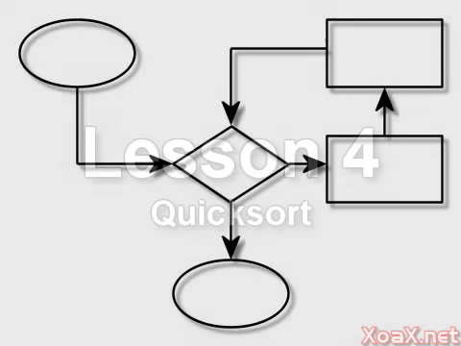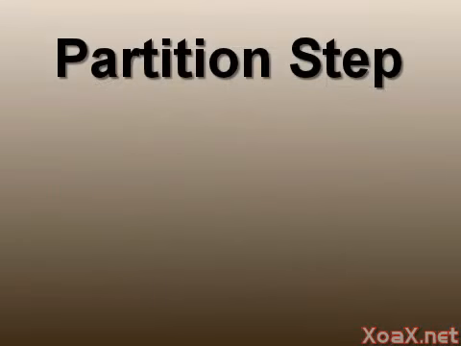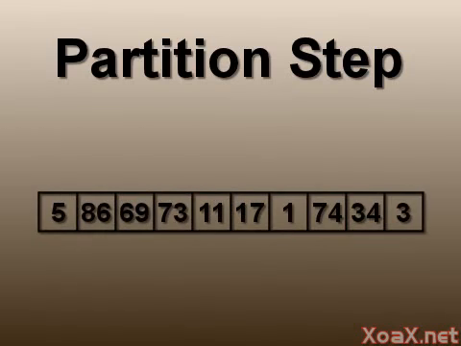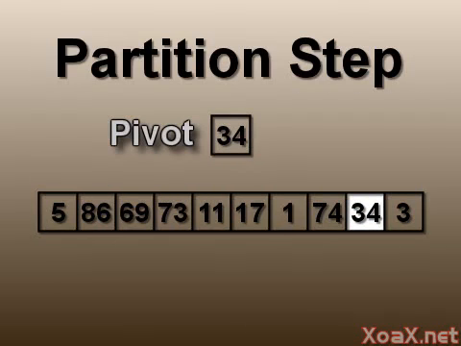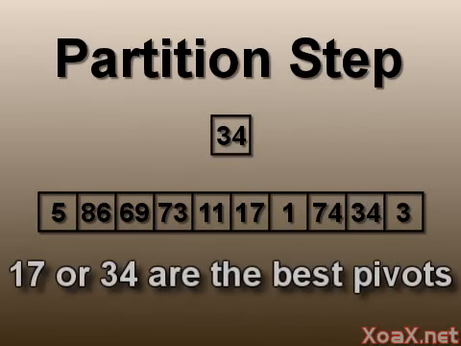Lesson 4. Quicksort. The quicksort algorithm is performed by a repeated application of what we will call the partition step, which divides an array into two sets. To explain the partition step, we begin with an unsorted array. Then we select one of the elements of the array to be the pivot. Ideally, the pivot should be the middle value of the array.